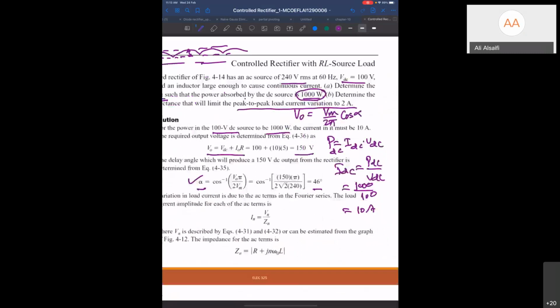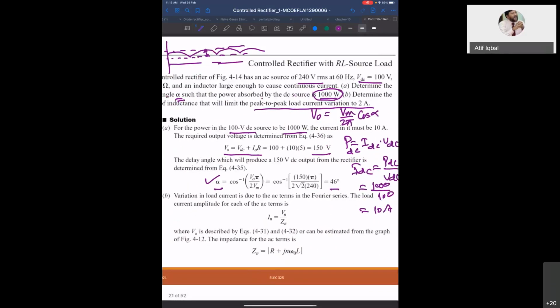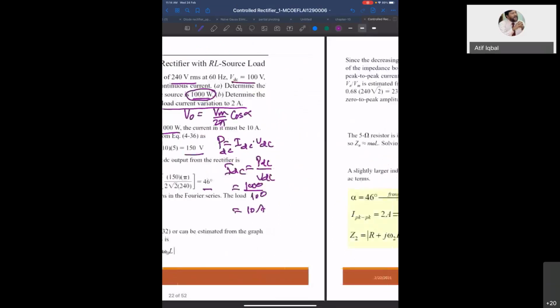Yeah. Understood. So now we have to find out what is the peak to peak current. You see, the peak to peak current is given as 2 ampere. That is the variation in the output current, 2 ampere. Corresponding to this, we have to find out the inductance value. Okay. So to get the inductance value, that means we have to get the impedance, and the peak is given.